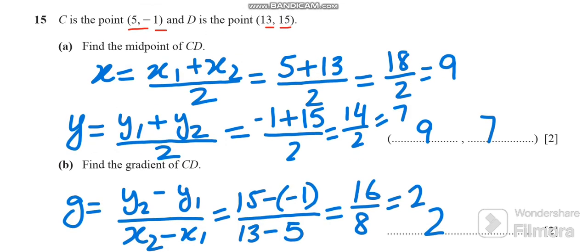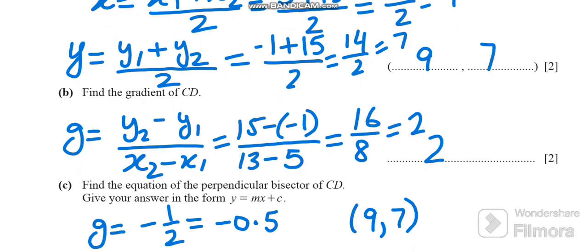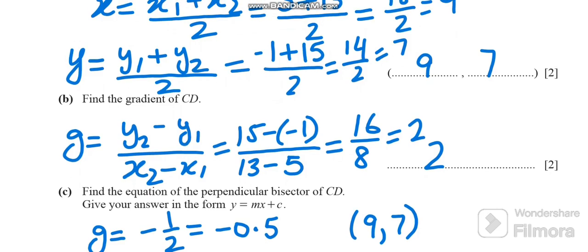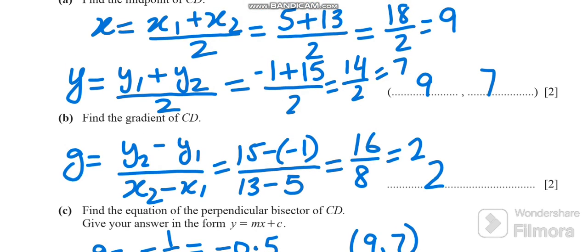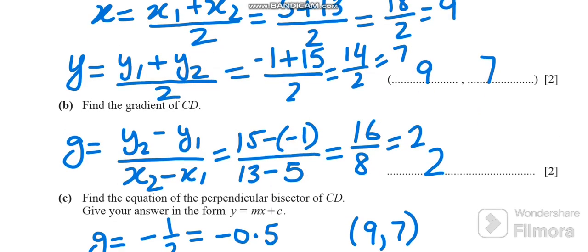Find the gradient of CD. The formula for calculating gradient is y2 minus y1 divided by x2 minus x1, so 15 minus minus 1, because over here we have negative 1 as the y value. So 15 minus minus 1 divided by 13 minus 5, that is 16 divided by 8, which will be 2. So the gradient of CD is 2.